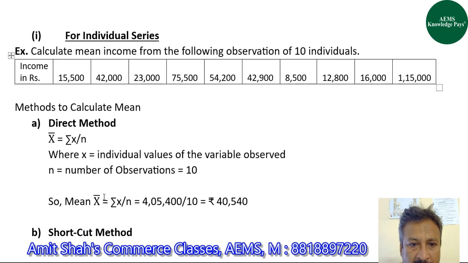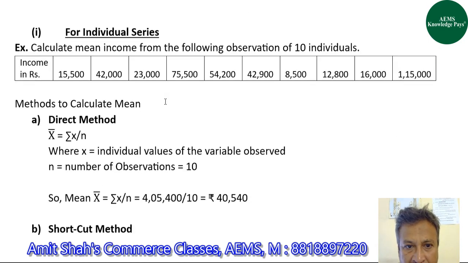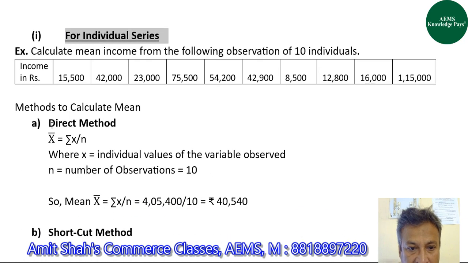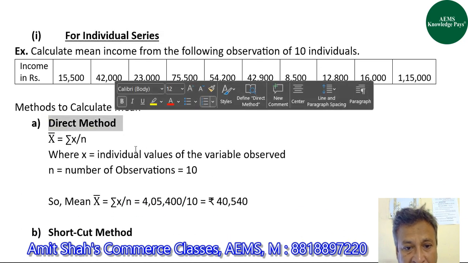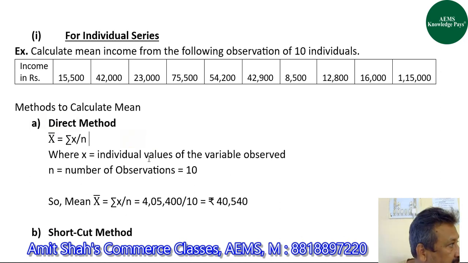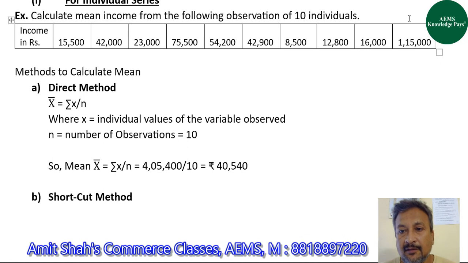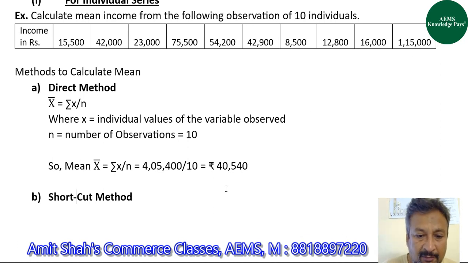Guys, we saw mean for individual series using the direct method yesterday. I hope you all have understood this, right? Now the second method, guys, is the shortcut method, also called the deviation method.